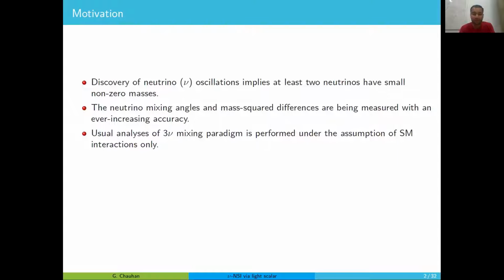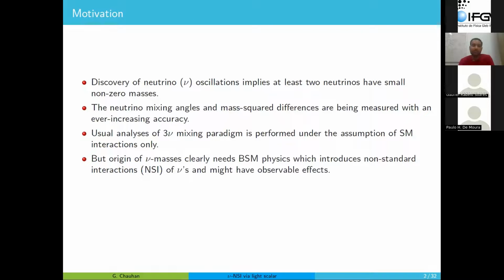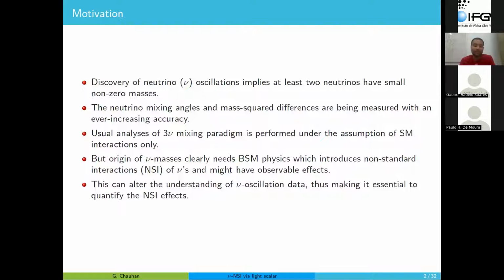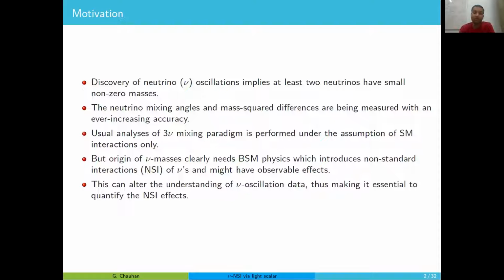So the usual analysis of this three neutrino mixing paradigm is performed considering that only the standard model interactions are present and nothing else. But as we know, the origin of neutrino masses clearly needs some BSM physics, which will introduce non-standard interactions of neutrinos beyond the standard model. And these might have some observable effects. Since this can in principle alter how we interpret the neutrino oscillation data, it's very important that we quantify and qualitatively understand the effect of these NSI.